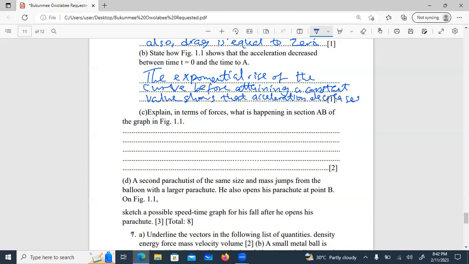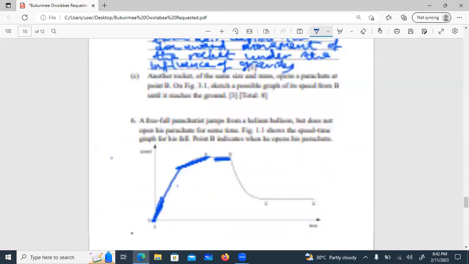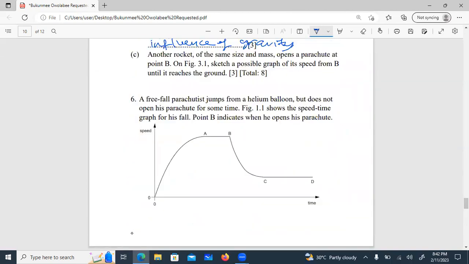That's it. Explain in terms of forces what is happening in the section AB of the graph. Section AB is when the slope is completely horizontal. When you have a slope that is horizontal like this, what does it mean? It means the speed is constant. And when speed is constant, what is the value of acceleration? 0 meters per second squared. This shows that there is no acceleration.